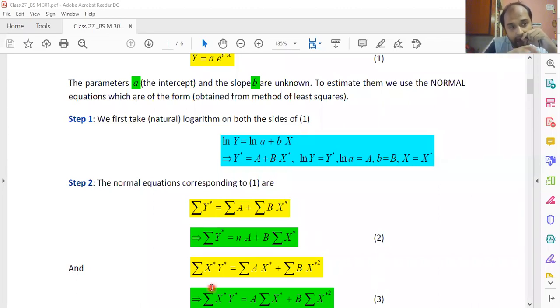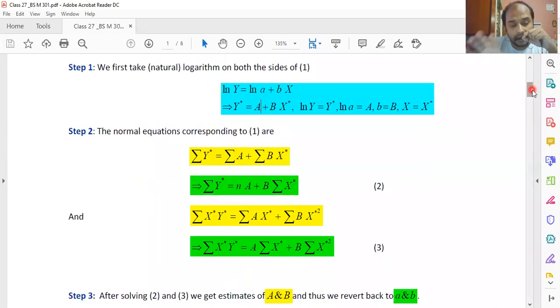Both the sides, we multiply all the terms present on both sides of this equation. And then you take summation on both sides. You operate sum on all the terms present on the sides of the equation. And we get summation x star y star equals A summation x star plus B summation x star squared, represented in equation 3. So the green colored equations 2 and 3 are the normal equations with respect to the linear equation y star equals capital A plus B x star.